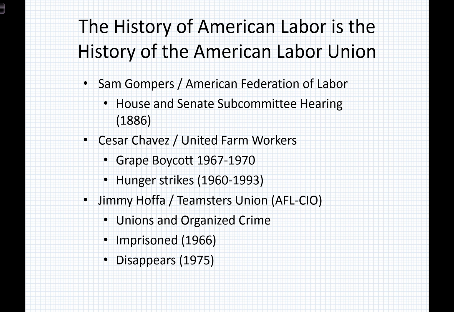He was imprisoned in 1966 as promoting crime or criminal activity within the unions. He was pardoned by President Nixon, I believe it was in 1971, and then he mysteriously disappears in 1975. The expectation is that he was eliminated by some of his competitors within the labor union and by some of the organized crime influences there.